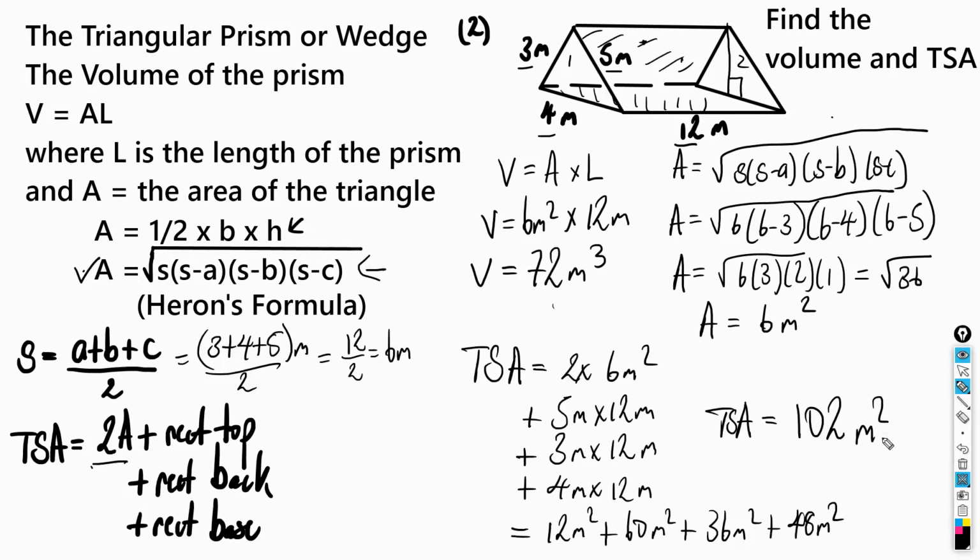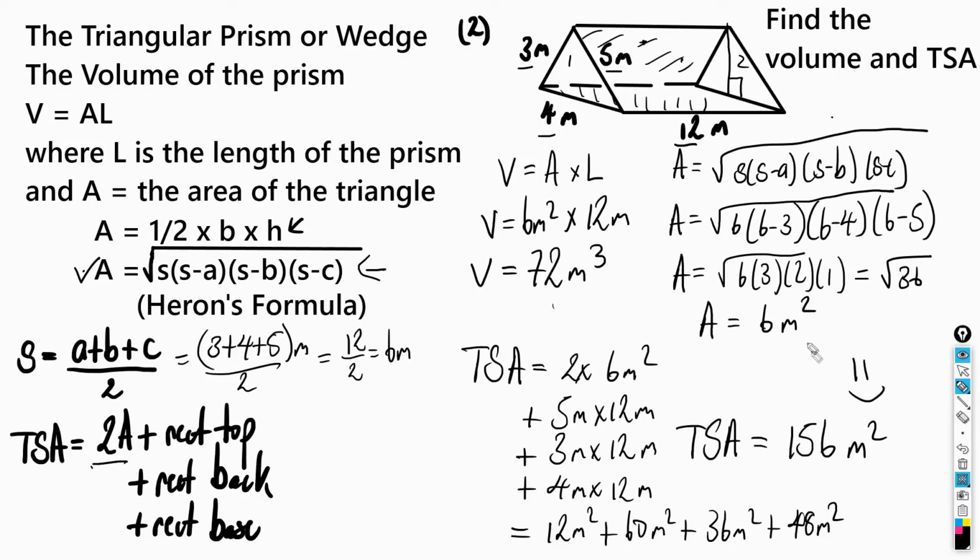All right, guys. Remember that you can use your calculator. So just add 12 to 60 to 36 to 48, and you should get, whoa. All right, guys. So if you add all of these with your calculator, you should get the total surface area being equal to 156 meters squared. All right, guys.